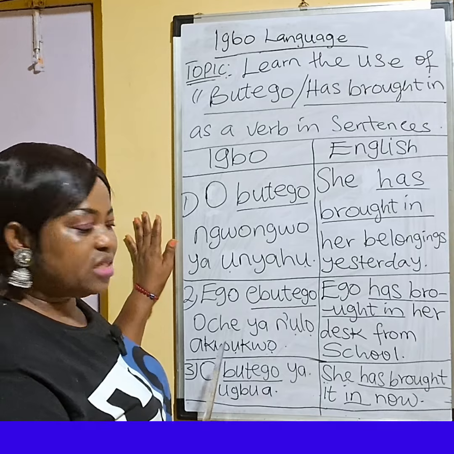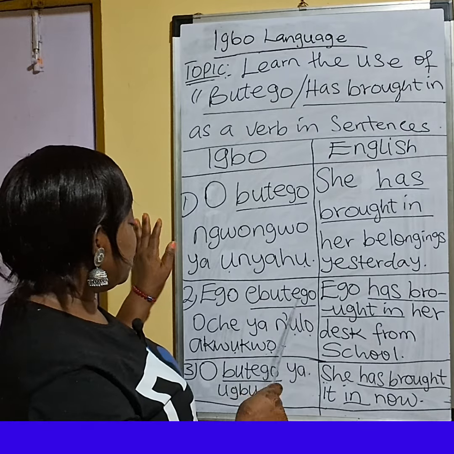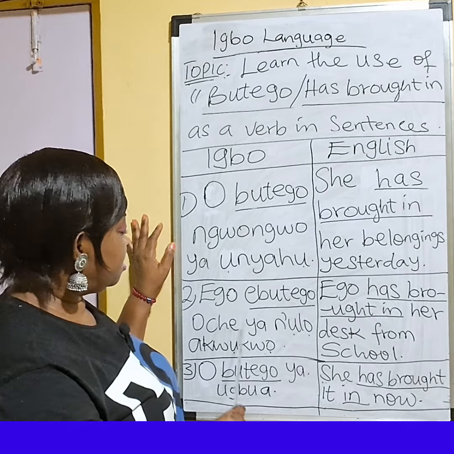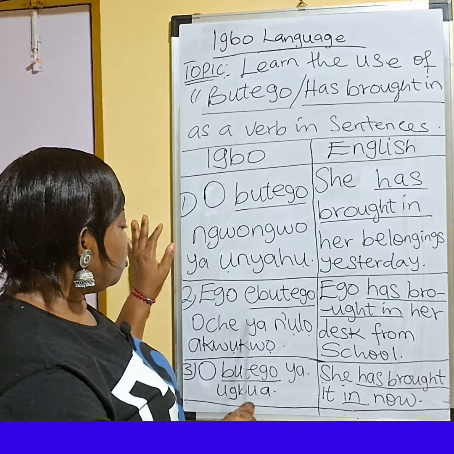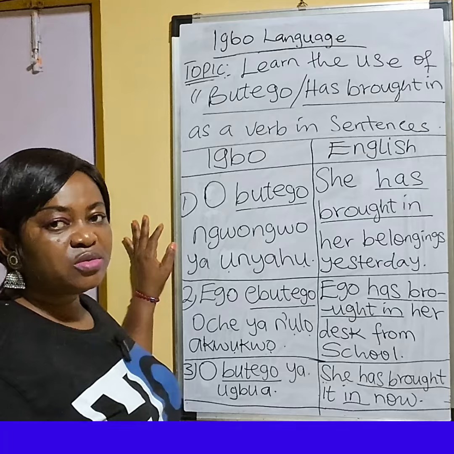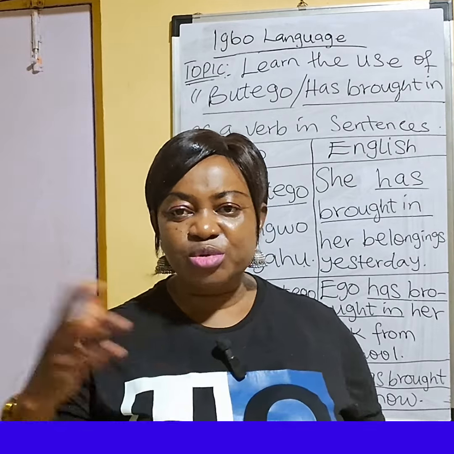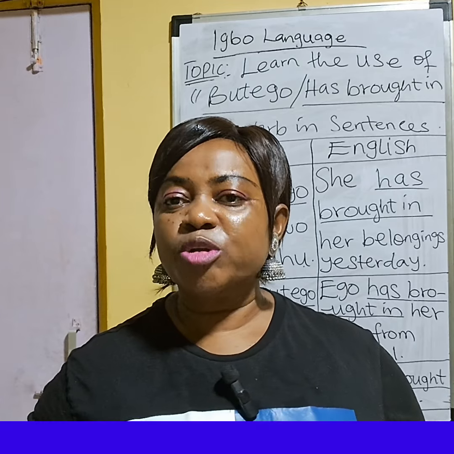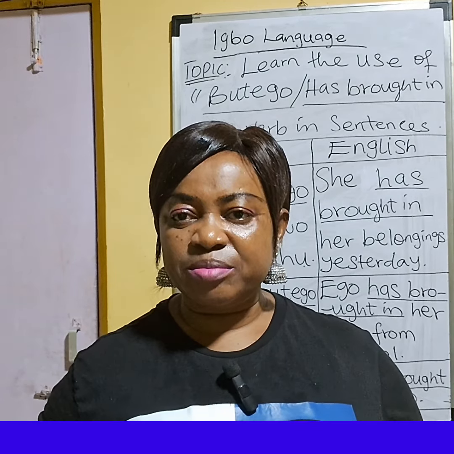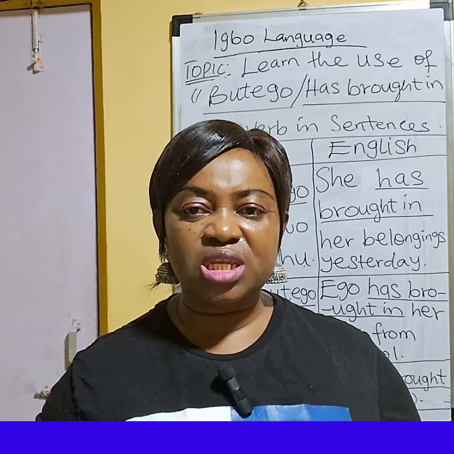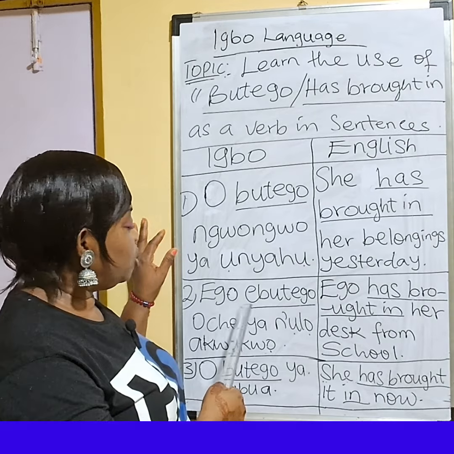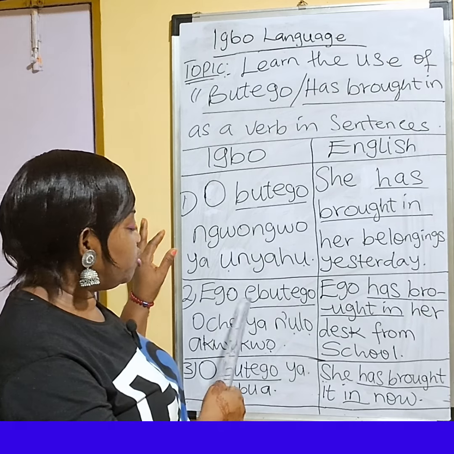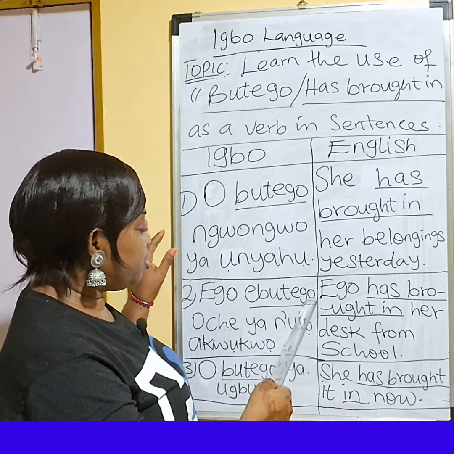Number two sentence says, Ego ebutego oche ya n'ụlọ akwụkwọ. Again, class. Ego ebutego oche ya n'ụlọ akwụkwọ. Remember, we have butego, but when we use a person's name, Ego, or any name, you put a, and it becomes ebutego.